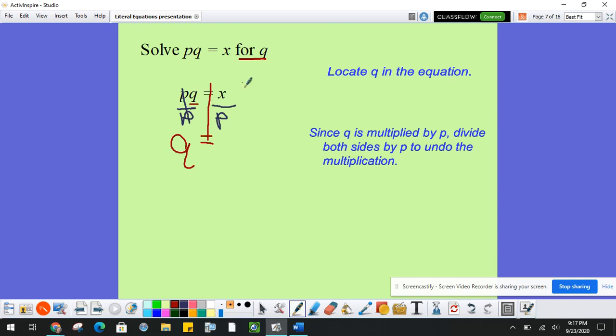And on the other side, I need to do x divided by p, which I have no idea what that is because I don't know what x equals and I don't know what p equals. So that is actually my answer. My answer is x divided by p since I can't actually do it. So the answer to this problem is q equals x divided by p.